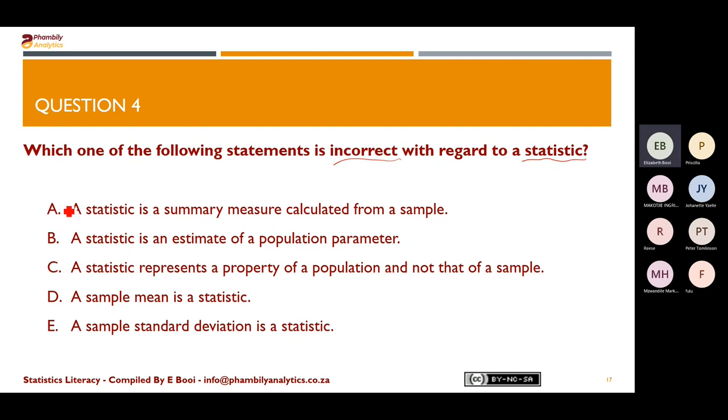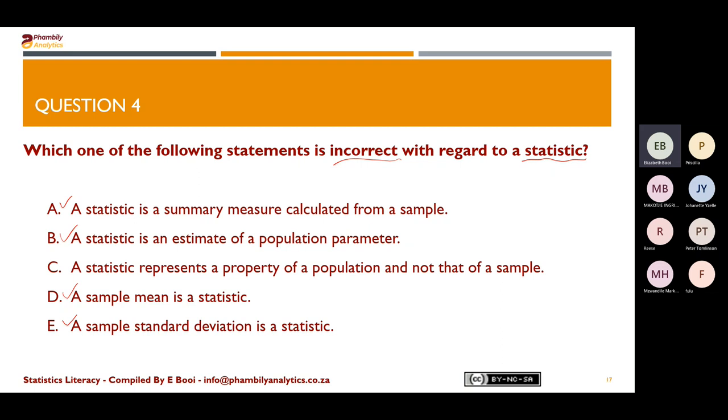Okay, so A is correct, B is correct, D is correct, and E is correct, because all of them describe what a sample statistic is, because a statistic is a summary measure that comes from a sample. We also know from inferential statistics, we use a statistic to estimate what the value of your population parameter should be.